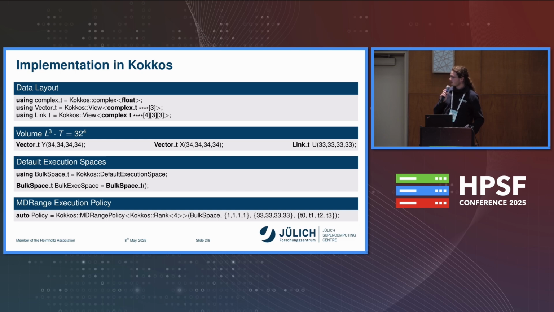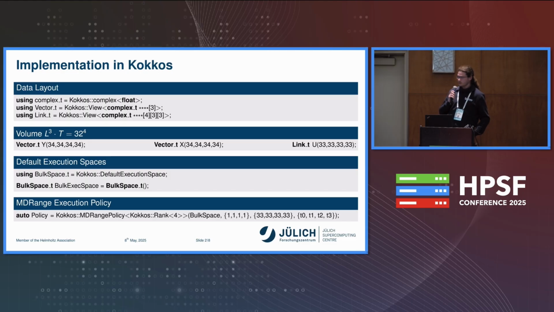We're using 32-bit floating point values wrapped in Kokkos complex. For our vectors, we use a 5D view with 4 dynamic extents, and for the links connecting that, we have a 7D view. For an example working set size of a volume of 32 to the power of 4, we allocate vectors and links in that size to have a ghost layer for communication, but that's not used in this talk.